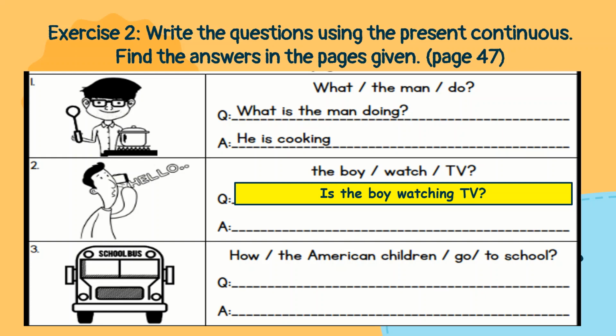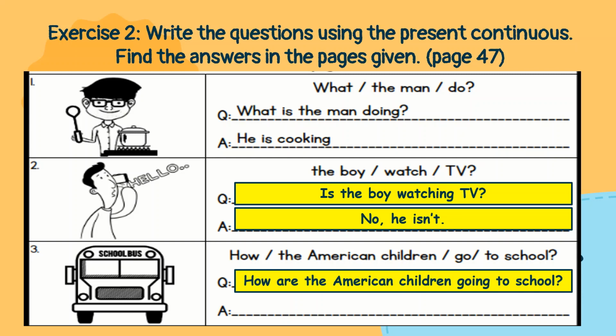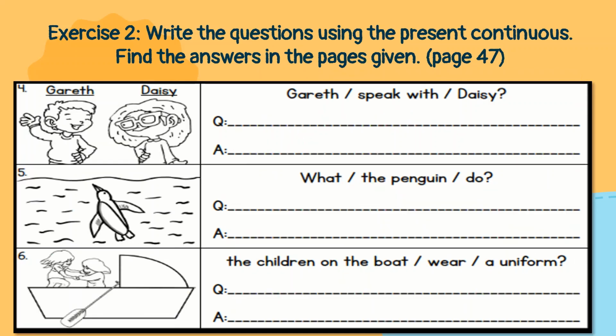Number 2, the boy watch TV. So kita nak tanya soalan, so we say, is the boy watching TV? No, he isn't. Number 3, how the American children go to school. So we change go to going. So how are the American children going to school? They are going to school by bus.